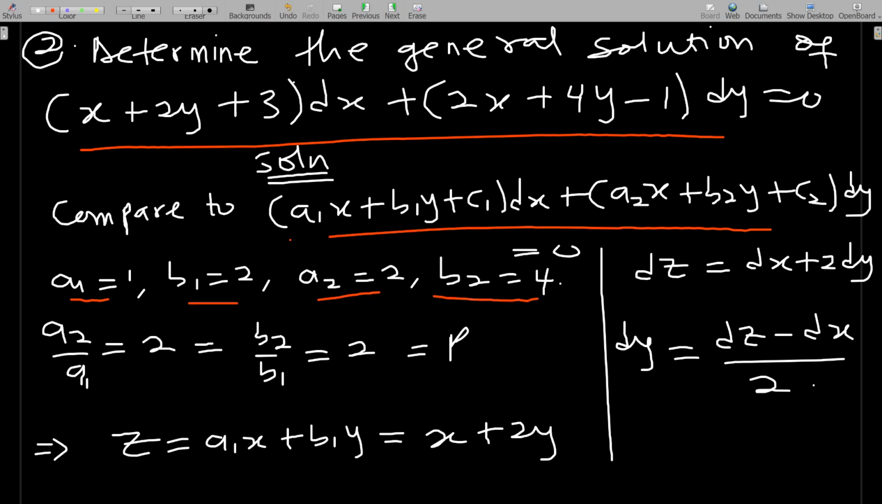You realize that the ratio a2 over a1 is 2, and that's the same as b2 over b1, which is also 2, and that is p. If you remember, in the second case we said that if the ratios are the same and equal to p, then the transformation we should use is z equals a1 x plus b1 y. Here a1 is 1, b1 is 2, so z is equal to x plus 2y.